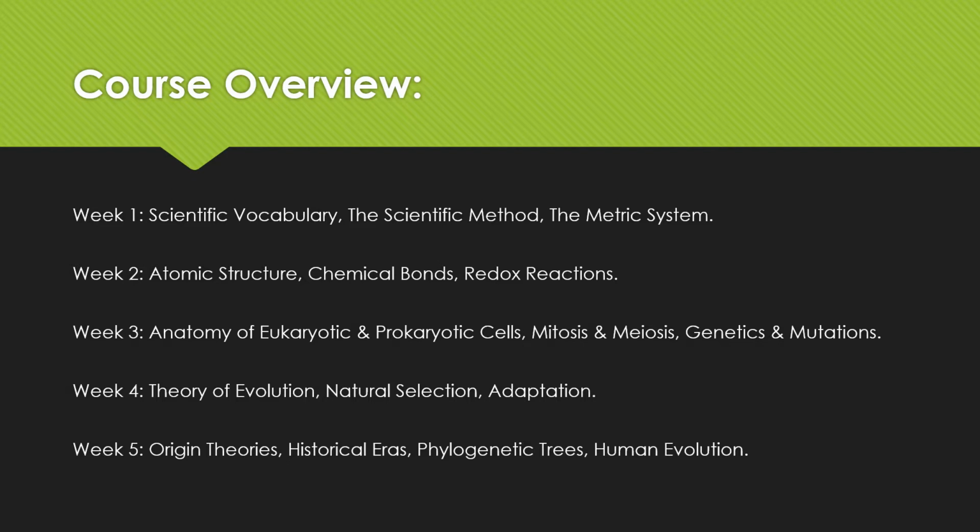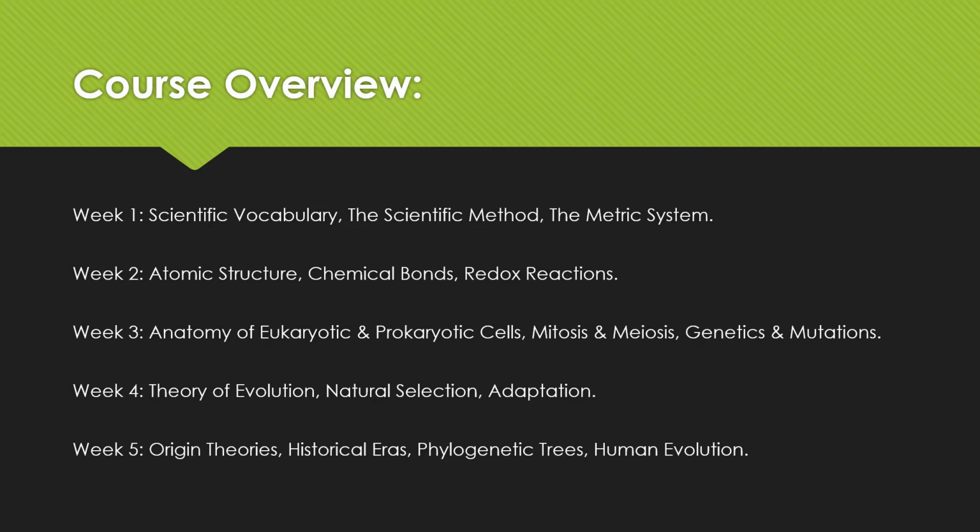And then week 2, we're going to dive into atomic structure, chemical bonds, and redox reactions. Week 3, we're going to look at anatomy of eukaryotic and prokaryotic cells, mitosis and meiosis, and genetics and mutations. Week 3 might be a little heavy if you don't have any background in science, but that's okay, we'll get through it together. Week 4, we're going over the theory of evolution, natural selection, and adaptation.